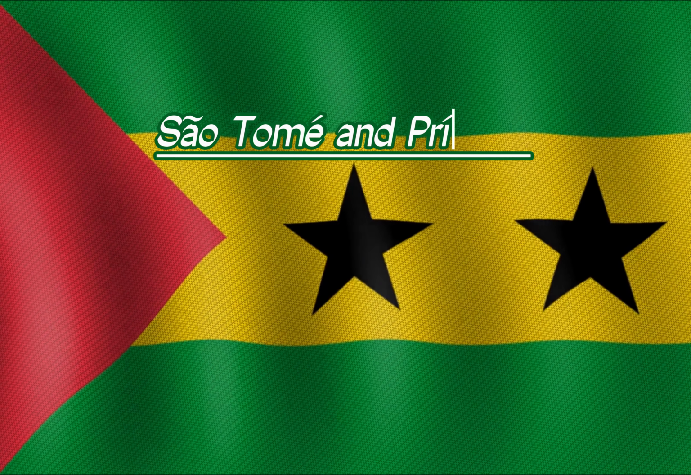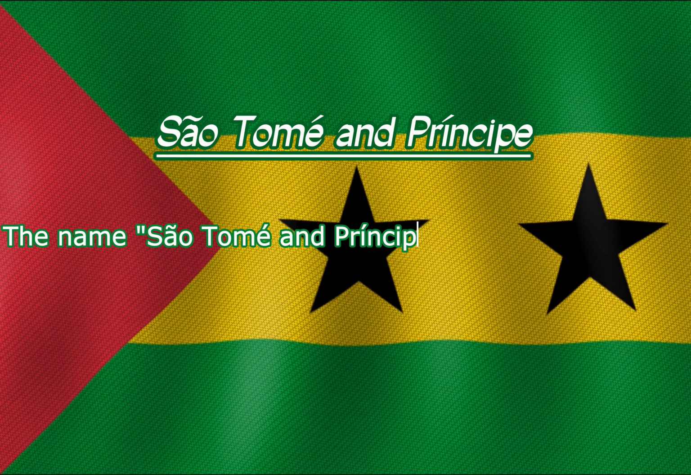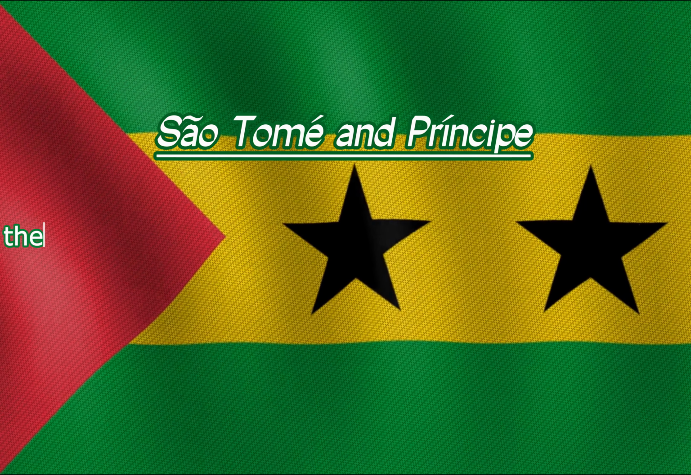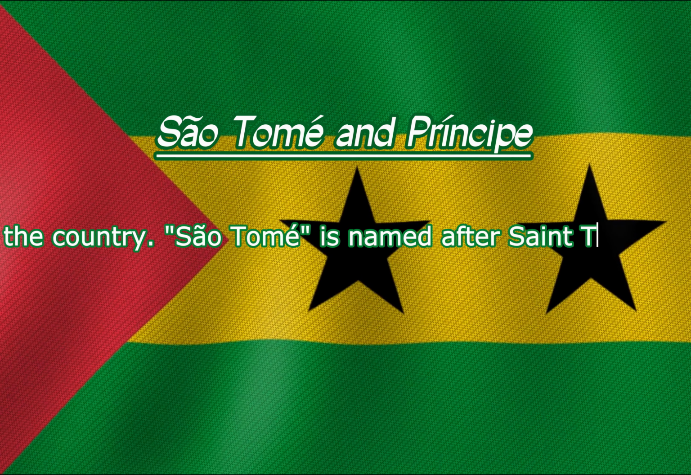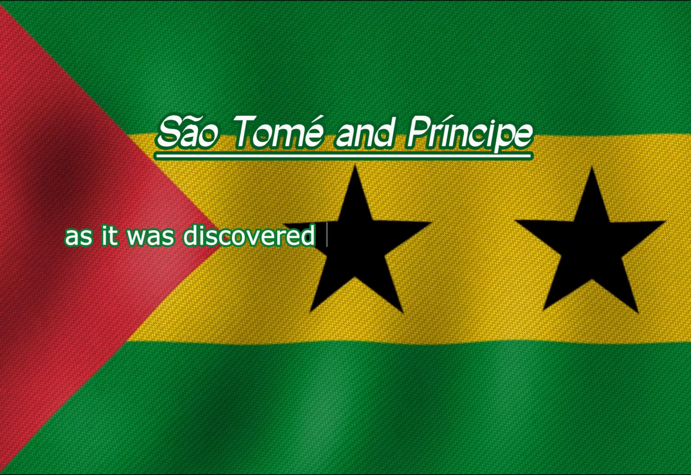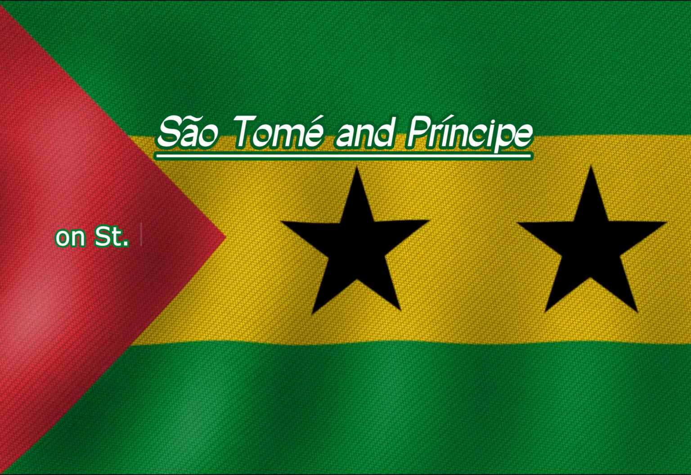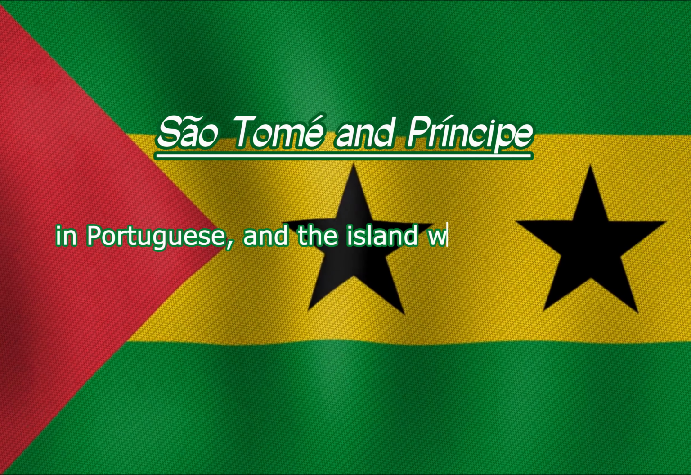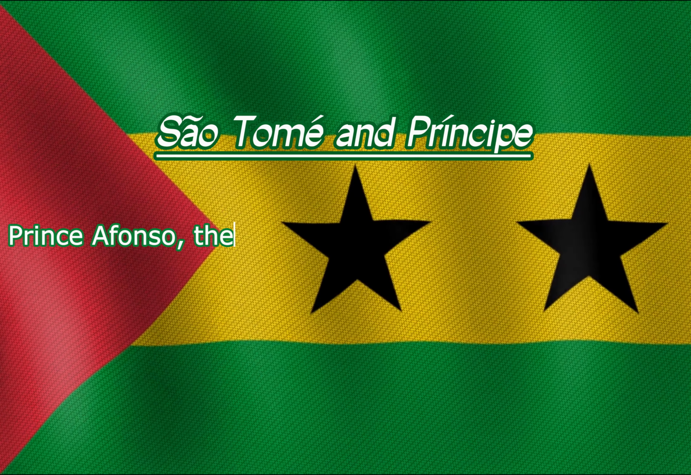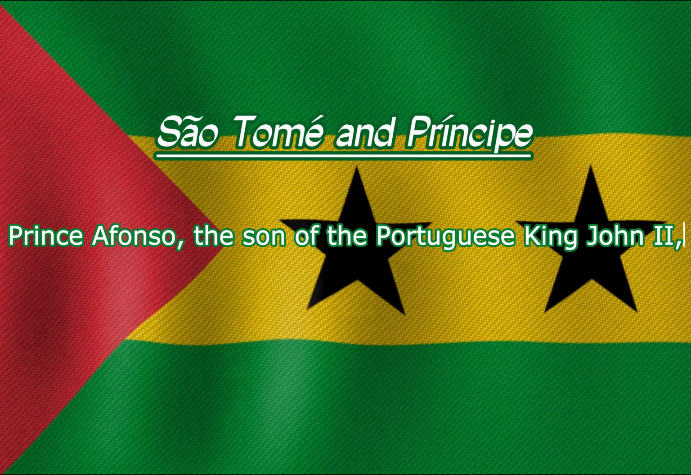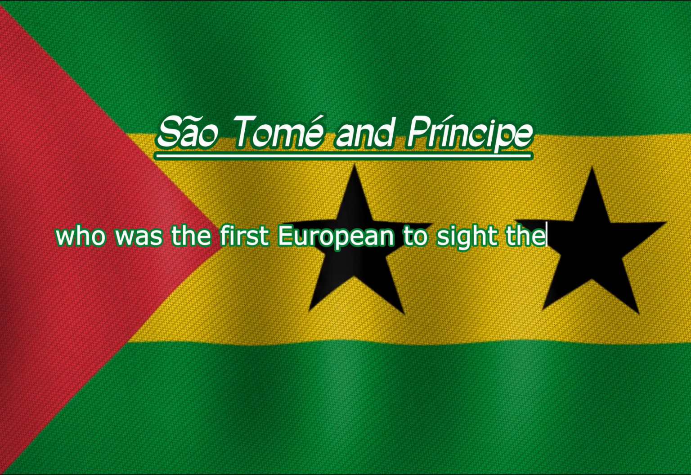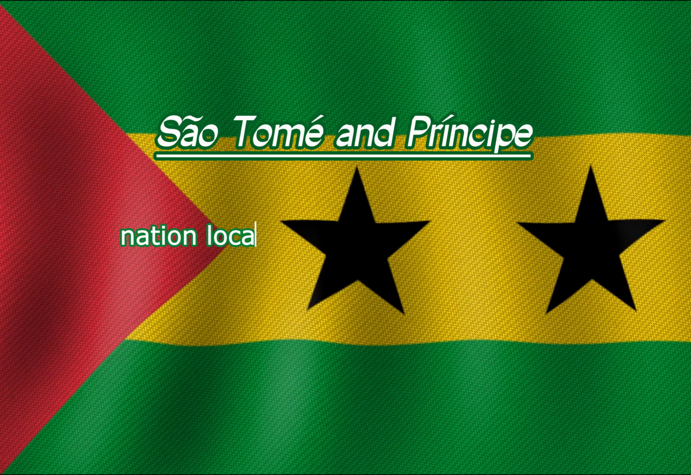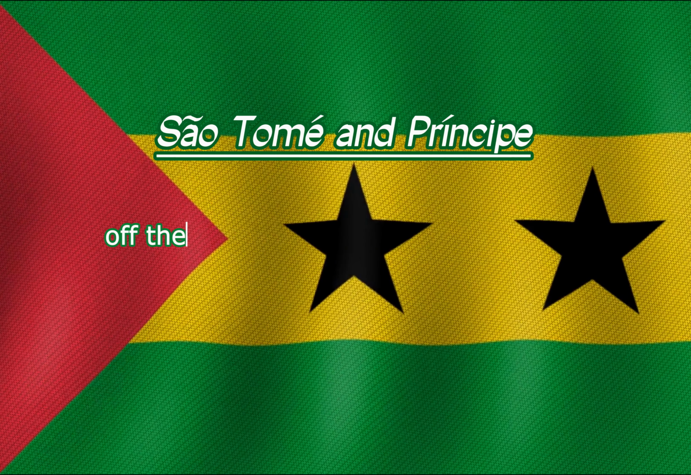São Tomé and Príncipe. The name São Tomé and Príncipe is derived from the names of the two main islands that make up the country. São Tomé is named after St. Thomas, as it was discovered by Portuguese explorers on St. Thomas Day. Príncipe means prince in Portuguese, and the island was named after Prince Afonso, the son of the Portuguese King John II, who was the first European to sight the island. Together, São Tomé and Príncipe form an island nation located in the Gulf of Guinea, off the western coast of Central Africa.